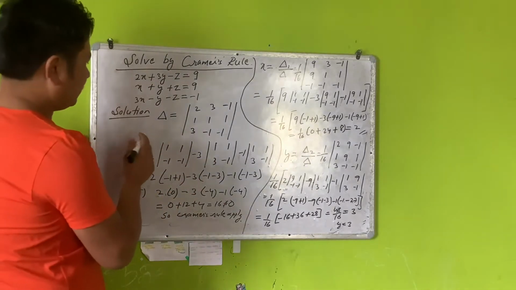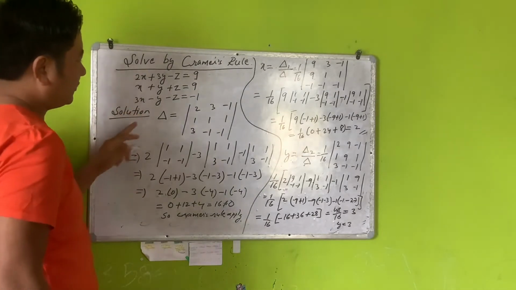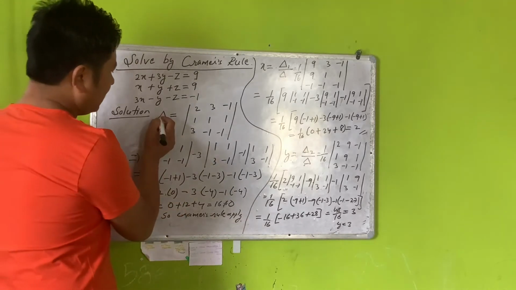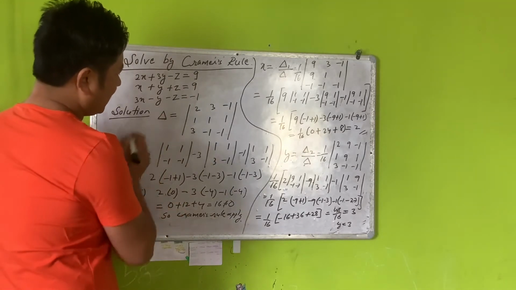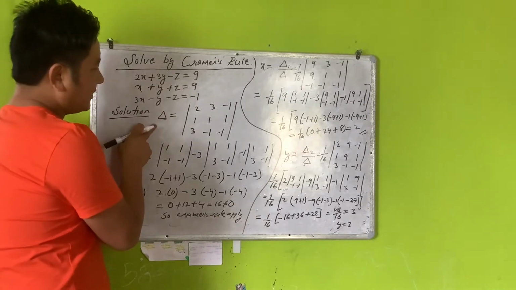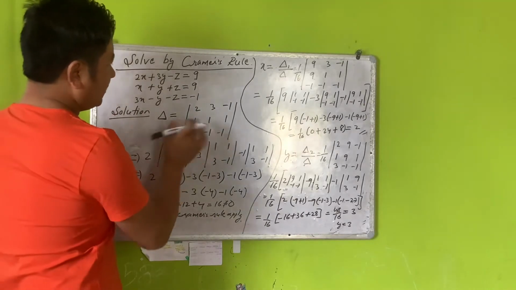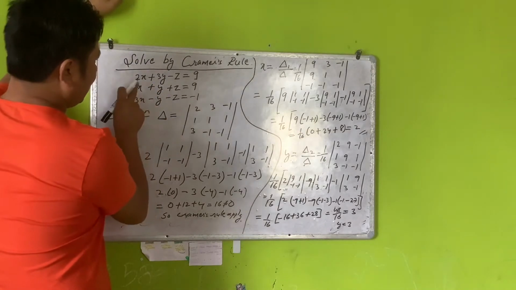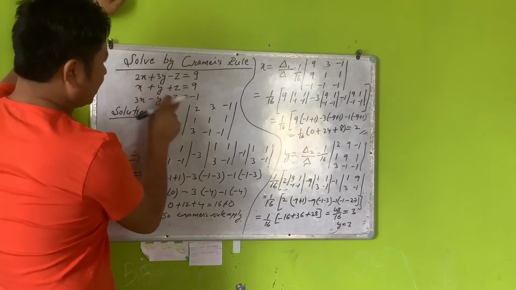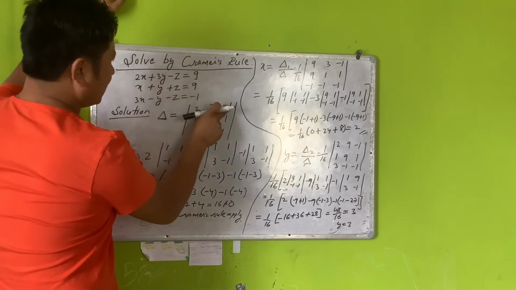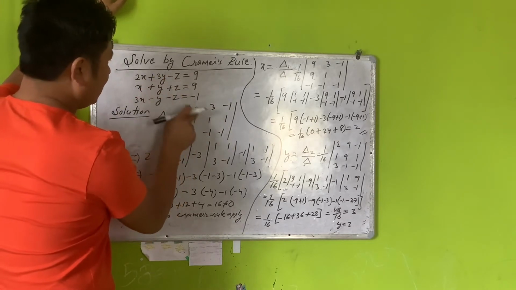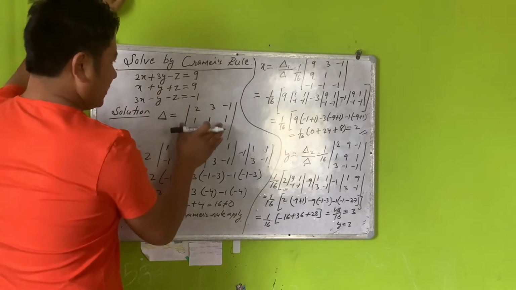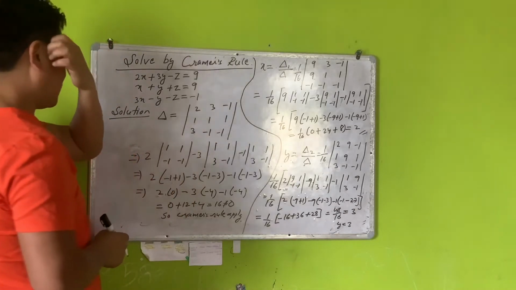First, what you have to do is write the solution, then first you have to find the determinant. This is the symbol of the determinant. As I told you earlier, delta is your determinant. So write down the coefficients of all these in the matrix. The determinant: first one is 2, second is 3, then for z it is -1. Then 1, 1, 1 again, and 3, -1, -1. So you need to find the value of the determinant first.